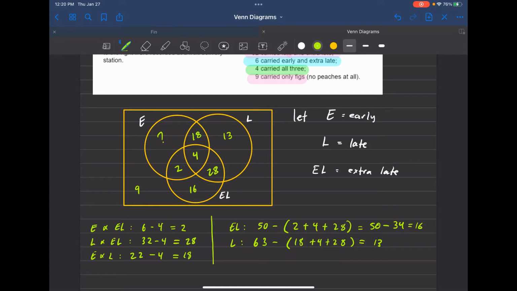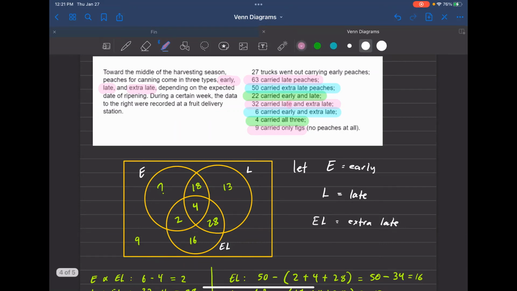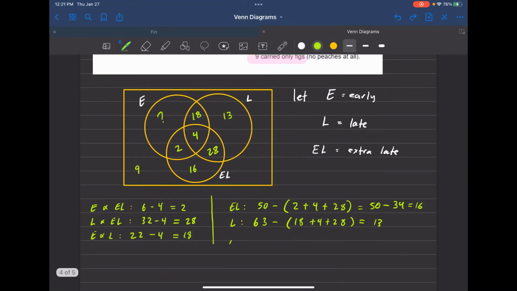So their sum will be 63. And the last question mark we need to find is the truck carrying only early peaches. That's 27. So that will help us to find this region right here. So 27 minus the sum of 18, 4, and 2 will give us what the question mark is. Therefore, we have 27 for early peaches, 27 minus the sum of 2 plus 4 plus 18, which will give us 3. So the last piece of information we fill in for early peaches is 3.